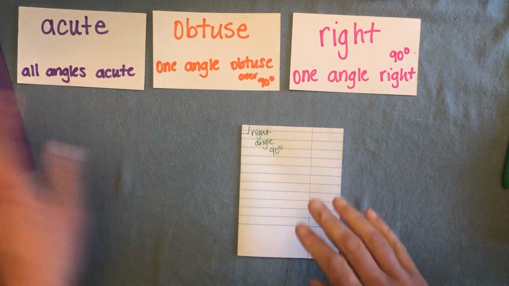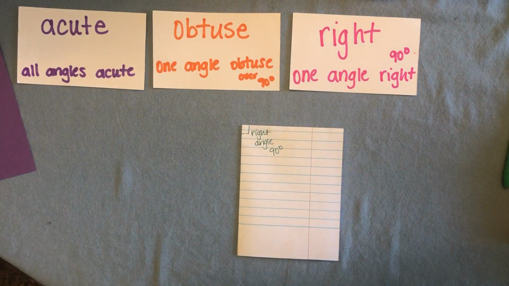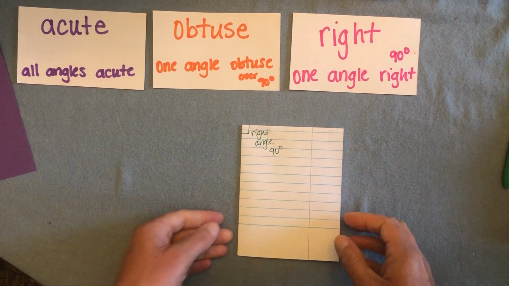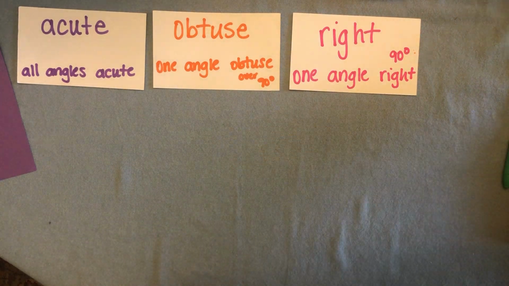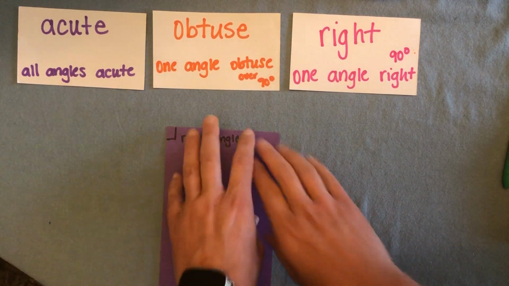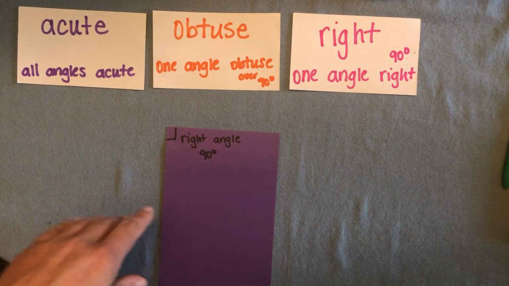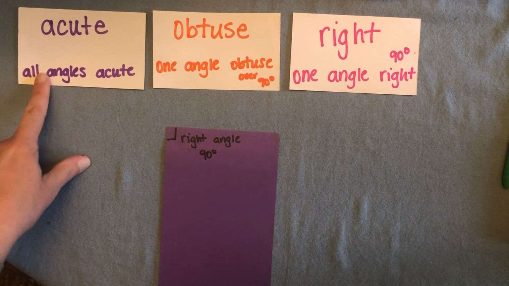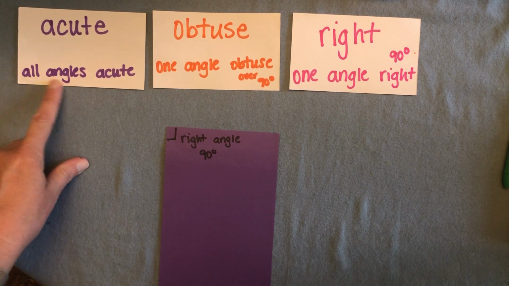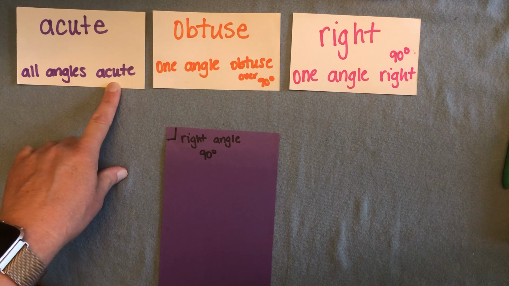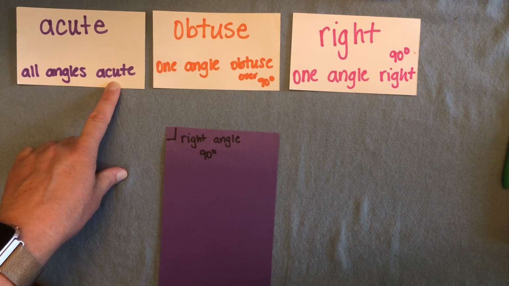All right, you're going to need a right angle measuring tool to continue on with this little process that we're doing today. So if you need to go make one, go make one. If not, grab your trusty right angle measuring tool, and let's see if we can sort these triangles by their angles. So an acute triangle is defined as a triangle that has all angles that are acute. So all angles are going to be less than 90 degrees.